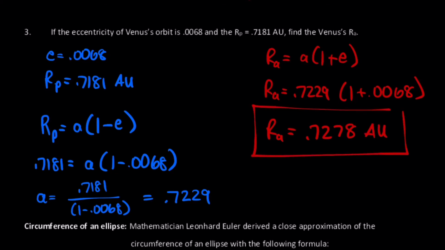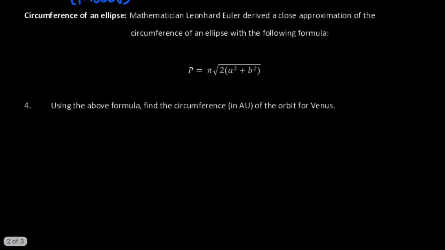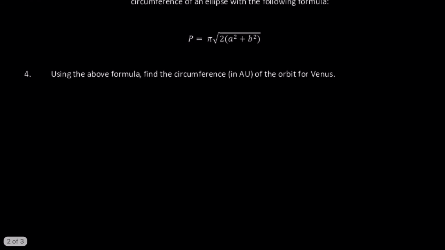All right, so I just found the RA. Circumference of an ellipse. Mathematician Leonard Euler derived a close approximation of the circumference of an ellipse with the following formula. P, kind of like perimeter, but stands for the circumference of the ellipse, equals pi times square root of 2 times a squared plus b squared. So a is the major pole, b is the minor pole. It says, using the above formula, find the circumference in AU of the orbit for Venus.